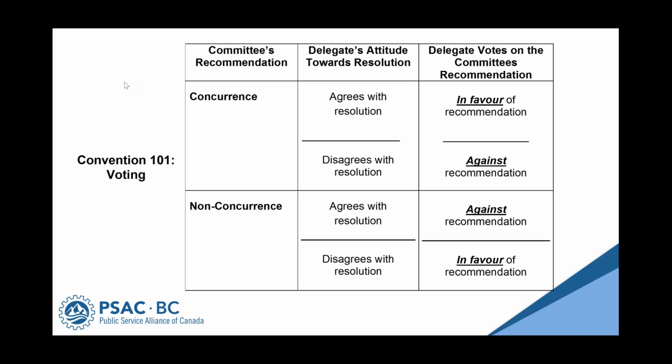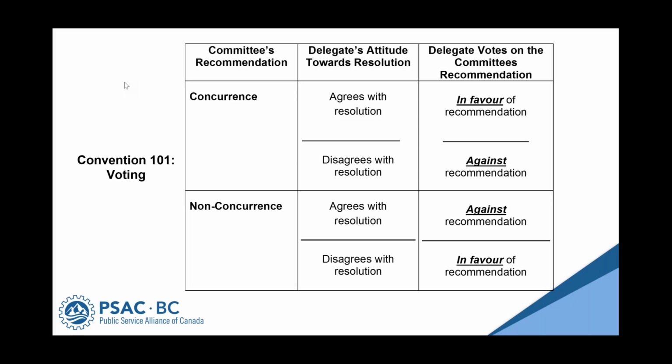If they make a recommendation of concurrence, that means that they've read the resolution and they are in agreement with the resolution and would like to see it passed at the convention. If you agree with the resolution, then you would vote in favor of the committee's recommendation. So if the committee recommends concurrence in the resolution, each and every resolution will have a recommendation of concurrence or non-concurrence. If you agree with the concurrent resolution or recommendation, you would then vote in favor of the recommendation, and hopefully you would succeed and the resolution is passed.